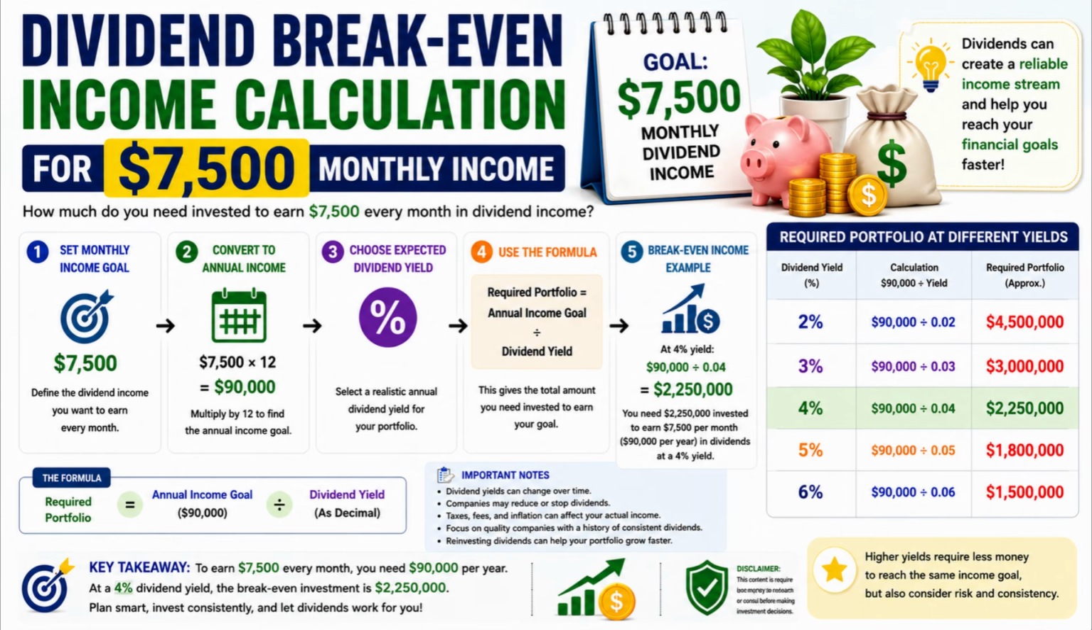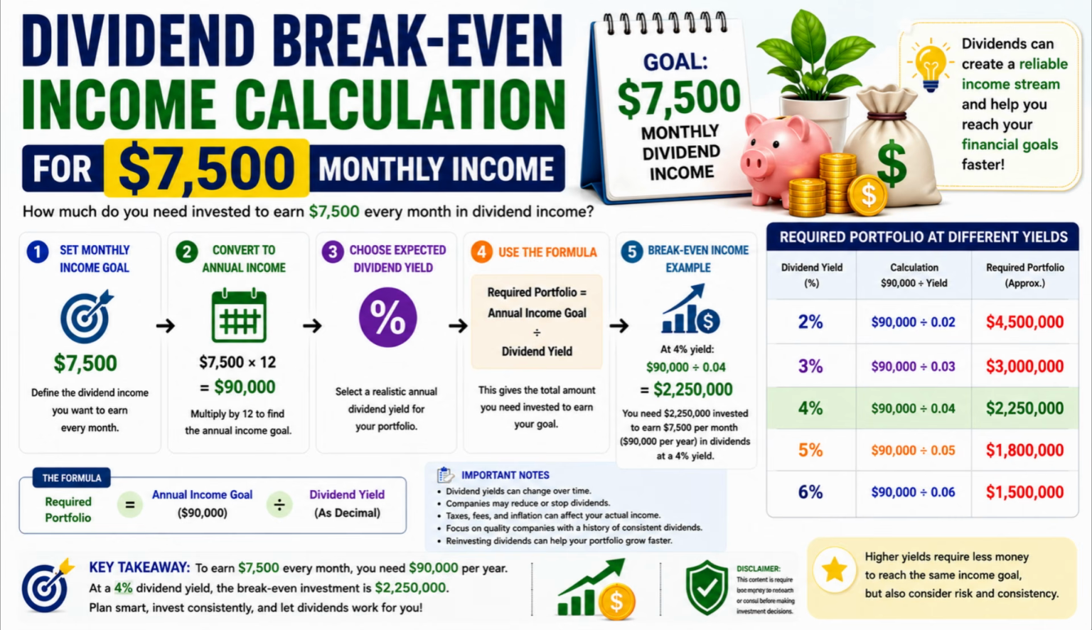Next, we convert the monthly income goal into an annual income goal. Since dividend yield is usually calculated on a yearly basis, we multiply $7,500 by 12 months. As a result, $7,500 multiplied by 12 equals $90,000 per year. So, the portfolio needs to produce $90,000 annually in dividend income.